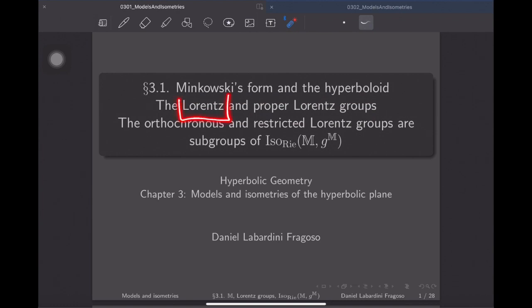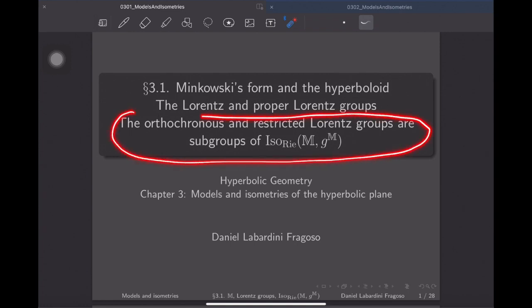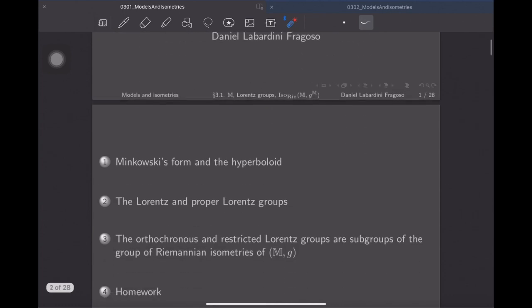Well, the Lorentz group as the group of bijective linear maps, the group of 3 by 3 matrices with real entries that preserve Minkowski's form, and the proper Lorentz group was just those that have determinant 1. Right? And that's pretty much what we did. This we are going to do in today's lecture, but not in the review.